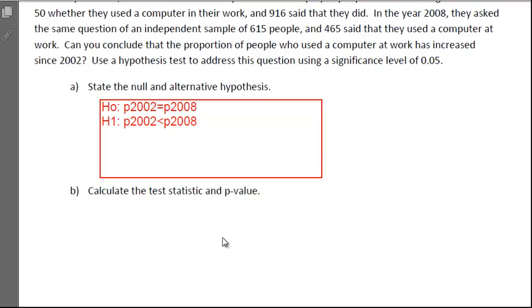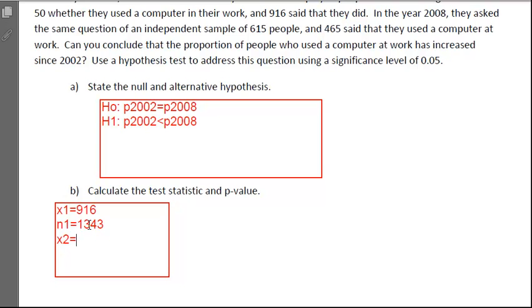Okay, so let's just go ahead and write down the information that we need to do the hypothesis test. So x1 would be the count in 2002. N1 is the total in 2002 that they surveyed. X2 is the count in 2008 that used computers. And N2 is going to be the number of people they surveyed in 2008. Okay, so we need these numbers to use the calculator or the computer.